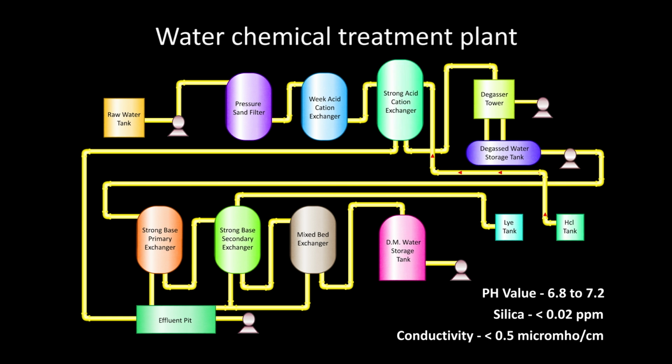Cation filters are regenerated with hydrochloric acid. Anion filters are regenerated with sodium hydroxide. The effluent formed during regeneration process is collected in effluent pit and pumped out after neutralization.